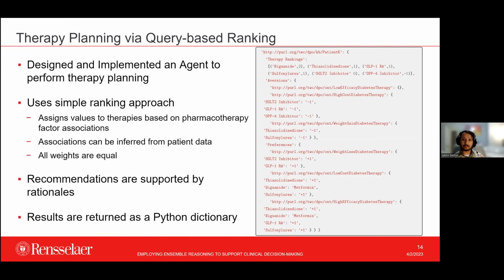On the right is some of the outputs too. So I guess we had a patient K who had some aversions and preferences, and based on those, it ranked certain therapies. So biguanide, which is metformin, came as the top rank, and then TZD, the GLP-1s, and so on. So we compared these rankings against the ADA guideline rankings to do an evaluation. But this is just what the output looked like, and then you can display the output or do whatever you want with it. It's a Python dictionary.